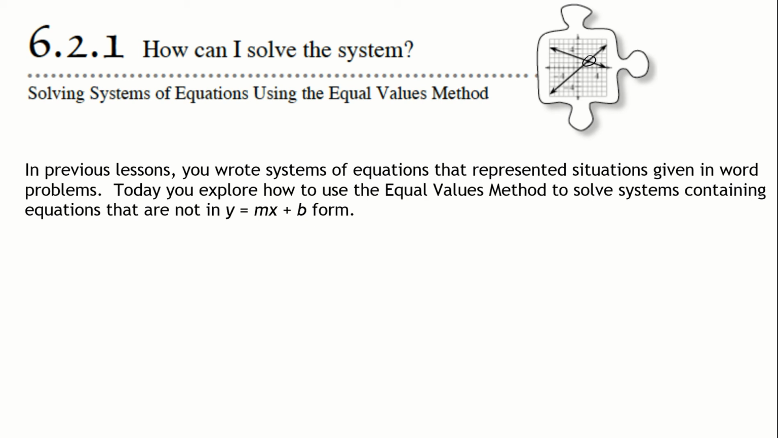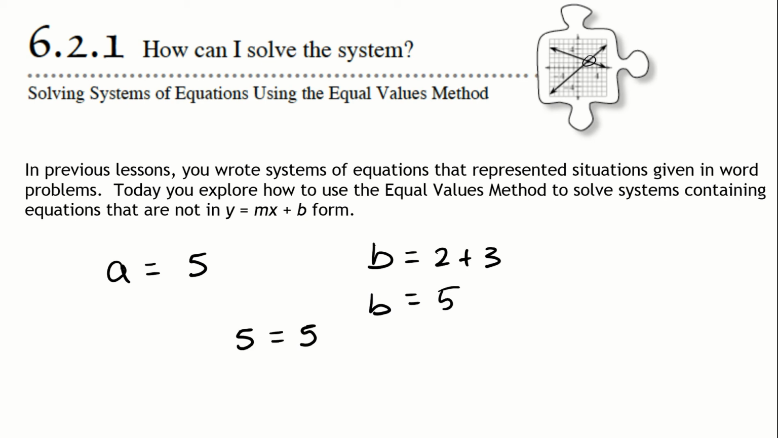I guess an example. If I told you that A was equal to 5, and I told you that B was equal to 2 plus 3, well, because 2 plus 3 is 5, and because 5 is truly equal to itself, it follows that the thing that's equal to 5, A, must also be equal to the other thing that's equal to 5, B. So that's the idea that we use when we deploy this method called the equal values method.